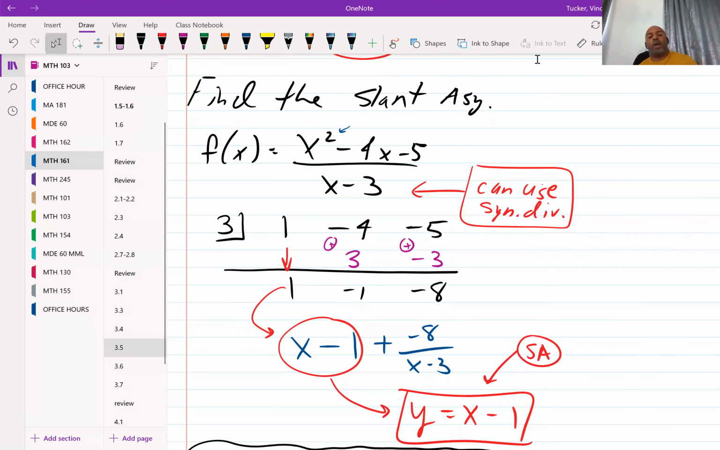And so our answer, you always start off with 1 exponent less than what you originally had. So it's going to be x minus 1 plus -8 over x minus 3, that's your remainder. Remember, everything before the remainder would be your slant asymptote, and that's what we have here: y equals x minus 1.